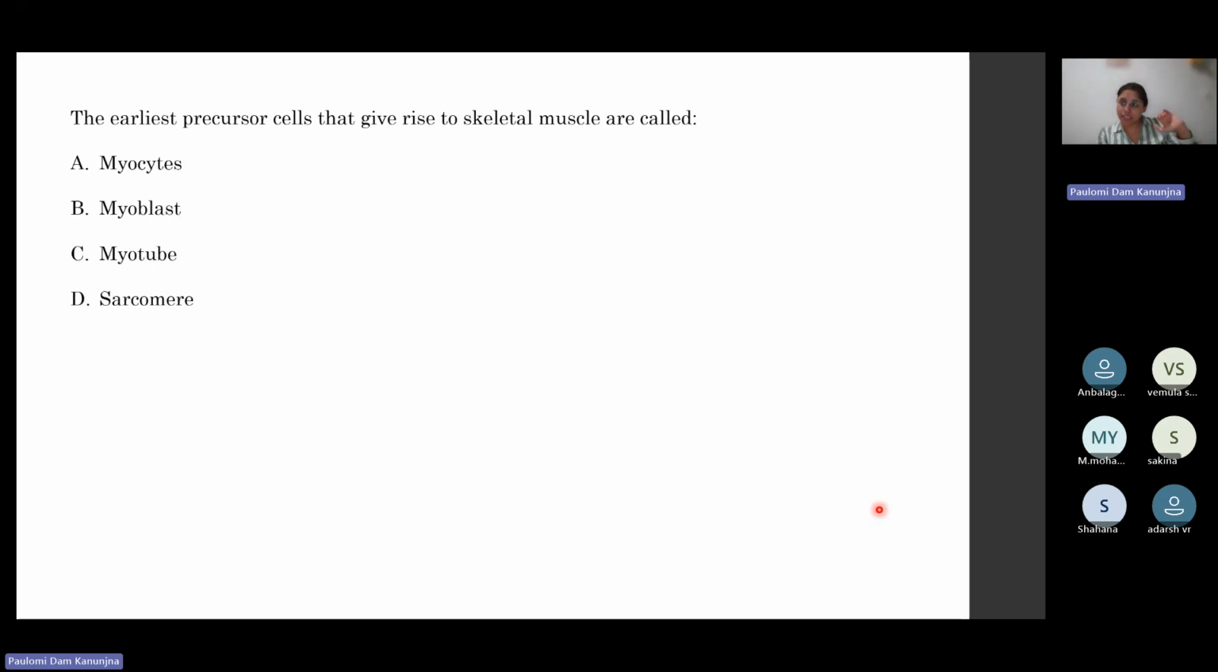Okay. Now, we did that skeletal muscle starts from mesoderm, which is the earliest precursor. So where does the formation of skeletal muscle start from? You should remember what a sarcomere is, so you know where it comes from. And what you are left with is myocyte, myoblast, and myotube. Which one do you think is the first type of cell that begins the formation of skeletal muscle? Is it myocyte or is it myoblast? Which one is the correct answer?